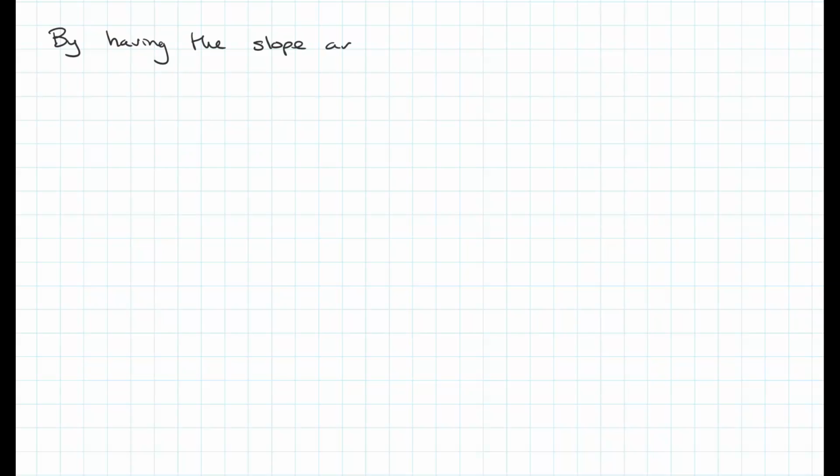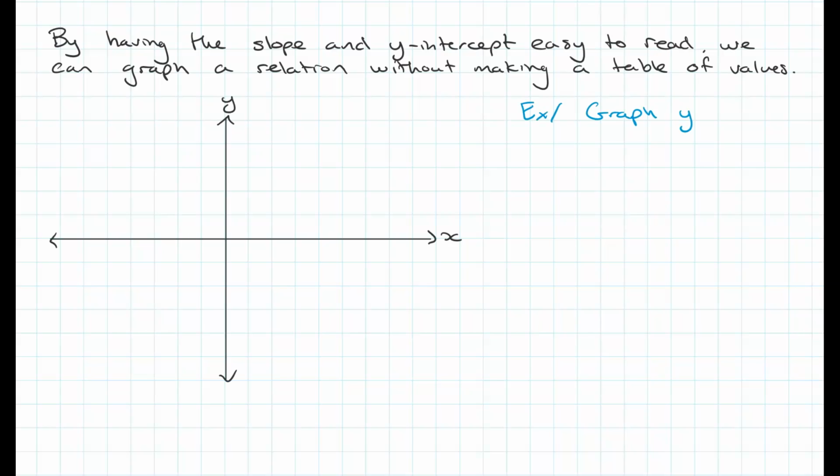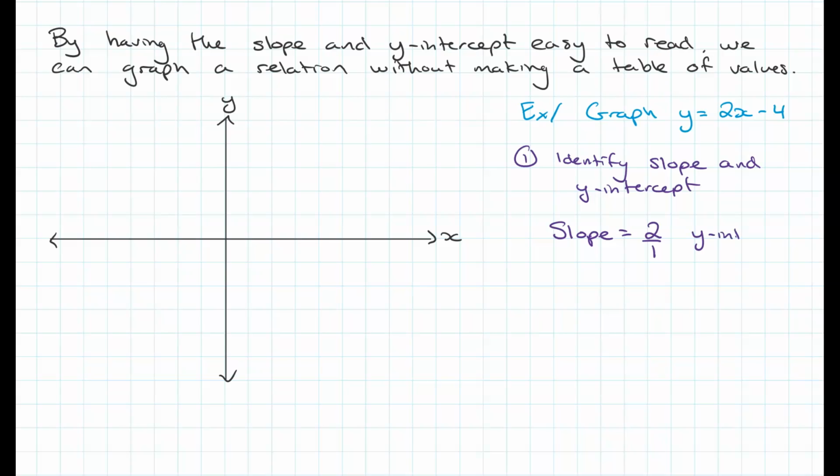Now, by having the slope and y-intercept easy to identify or to read, we can graph a relation without first having to make a table of values. So if, for example, I want to graph y equals 2x minus 4, I'm going to start by identifying the slope and y-intercept from the equation. So in this case, the slope is the thing in front of the x, it's a 2, and the y-intercept is the other piece, and it is a negative 4. That negative sticks with it.